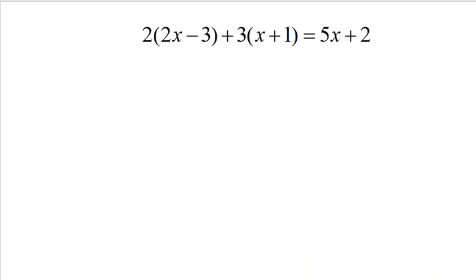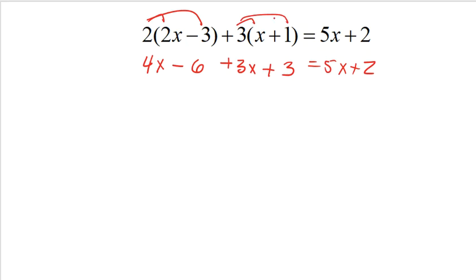All right, so here's a really basic, I guess in terms of algebra, this might be an advanced equation, but for you guys, this should be easy. Everybody knows what to do with these parentheses. Let's just dive right into it. Distribute: 4x minus 6 plus 3x plus 3 equals 5x plus 2. I know it's silly for me to talk about distribution, but you can't believe how many kids, even at your level, still make simple mistakes. So really take the time to check your work.